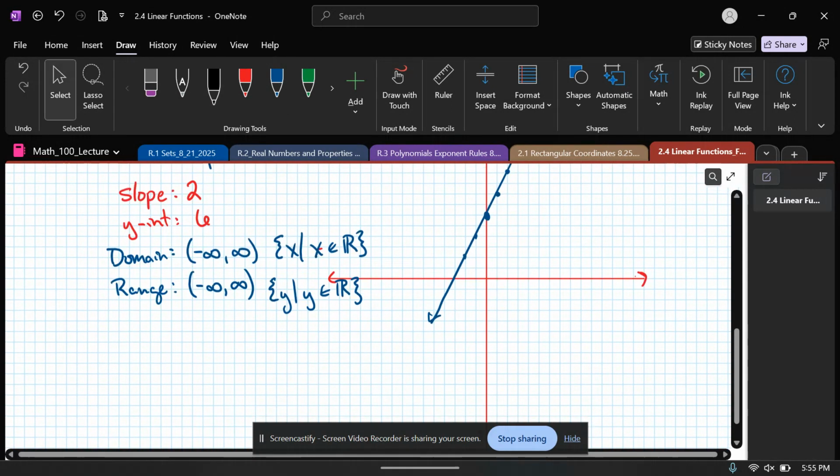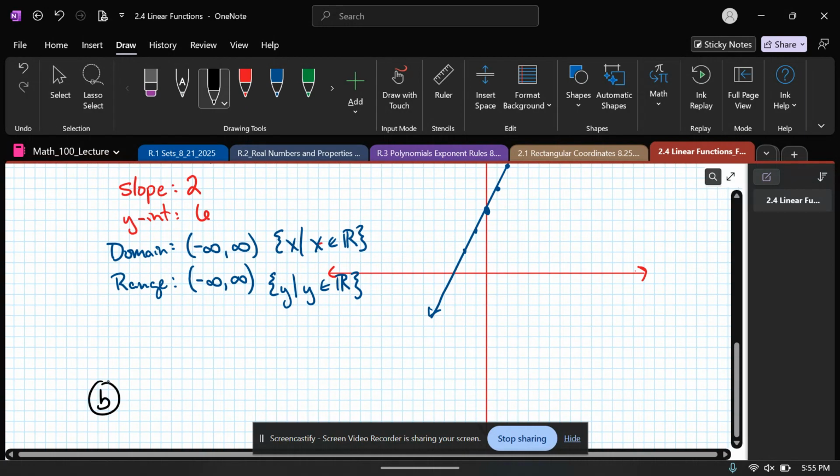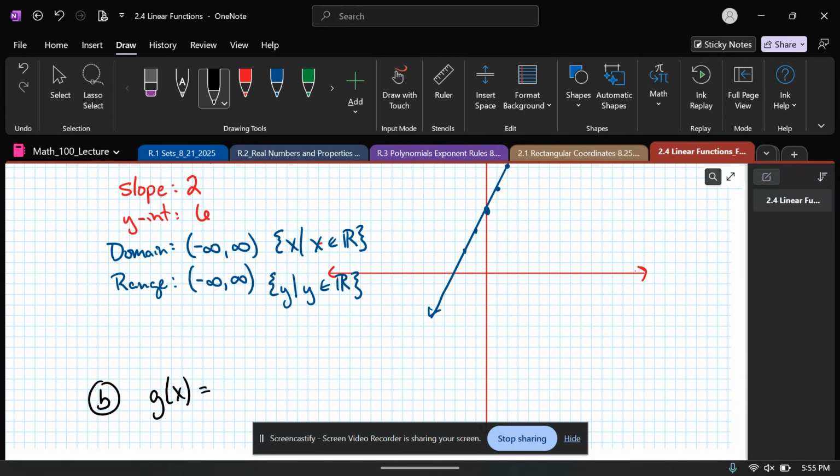Let's get us another one here. Example B, I'm going to ask us to do the same things for g of x, so that's just a different name for the function. Let's do g of x equals negative 3/4 x minus 5.